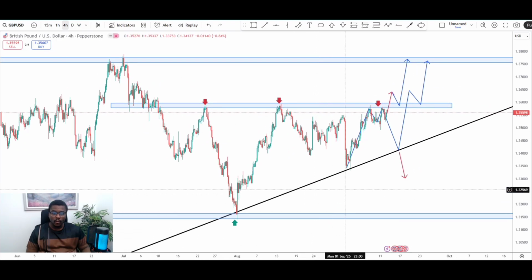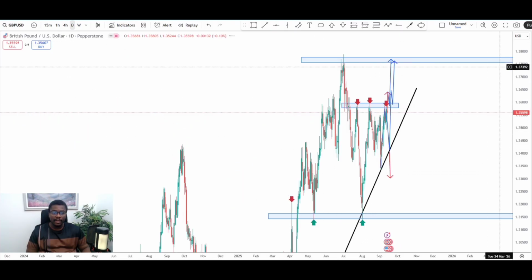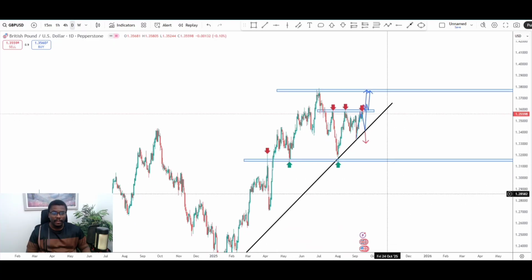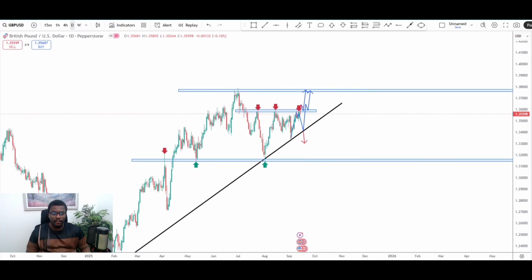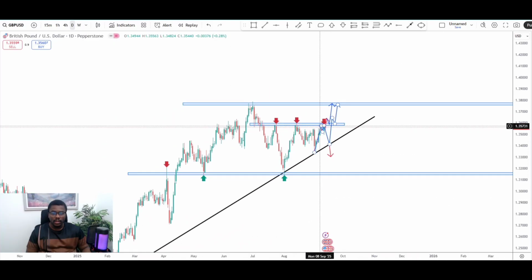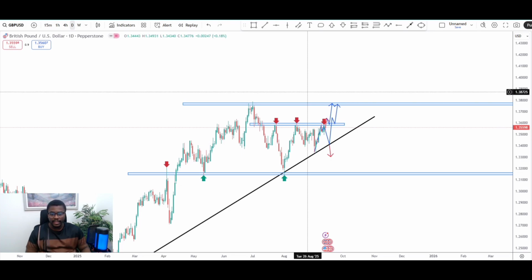Okay, so based on what price action has been in the last few weeks, with price forming higher highs and higher lows, especially on the daily time frame and the weekly time frame, my expectation would be for price to break this resistance level here to the upside. So I will be bullish on GBP USD, just like I was on Euro USD.